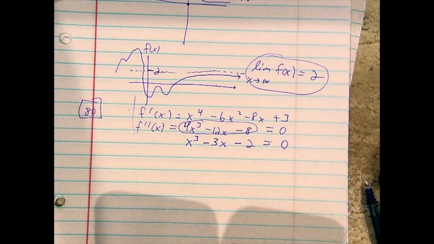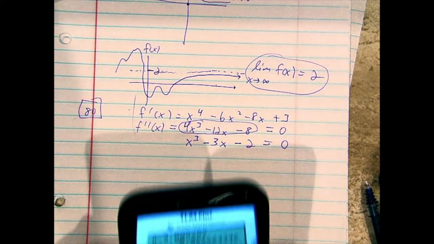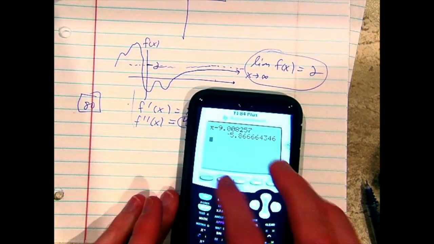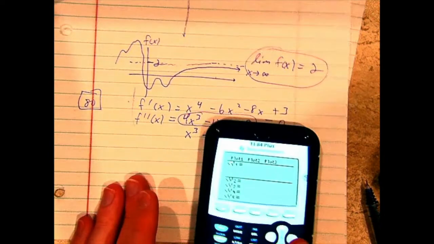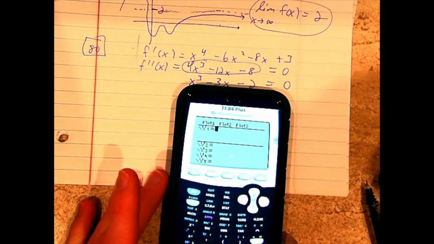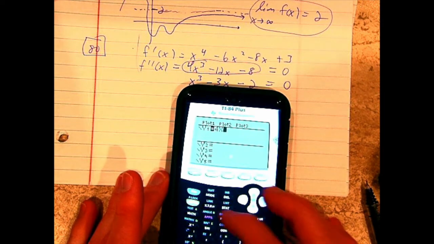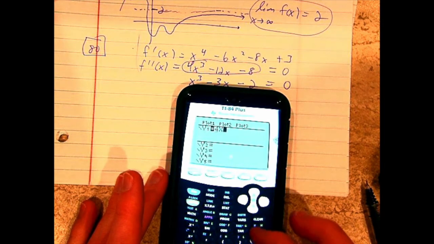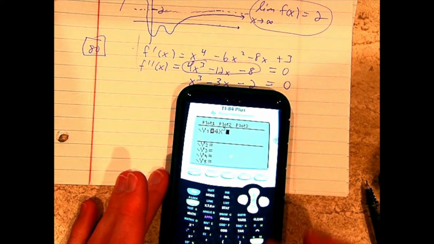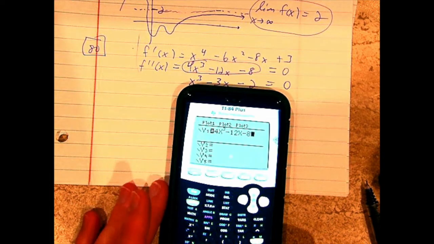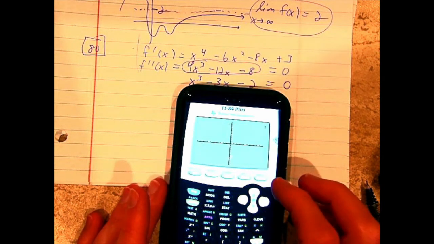So let's go ahead and do that. I'm going to go to y equals, I'm going to punch that second derivative function into my calculator. So that's 4x to the third minus 12x minus 8. And I'm just going to graph this thing.